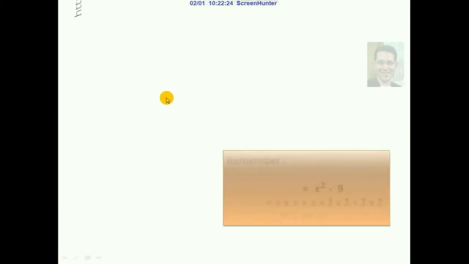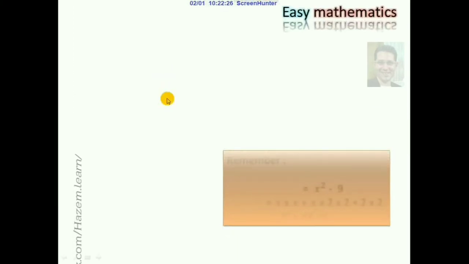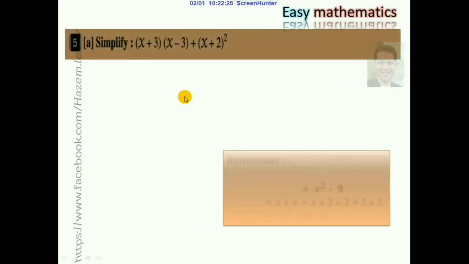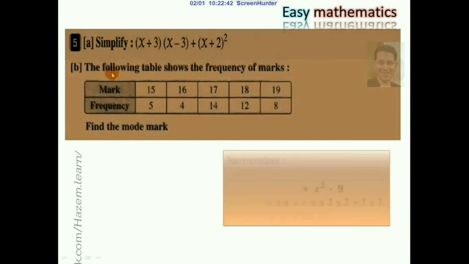Let's see the last exercise from page Easy Mathematics in this exam. 5a, simplify, open brackets, x plus 3 multiply x minus 3 plus open brackets x plus 2 raised to power 2. And letter B, the following table shows the frequency of marks. Let's see how to solve letter A.